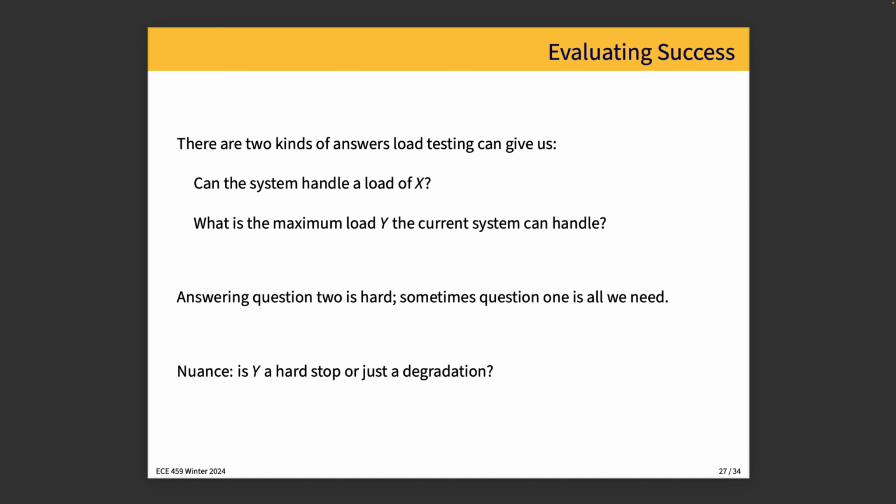Like if we know the answer to Y, then, well, if we just compare X to Y, we can say yes or no fairly easily. If the maximum number of users is 500,000 and the question is, can it handle 25,000? We can say yes, absolutely, right? That sounds like Y is better and we should always try to find it, right?